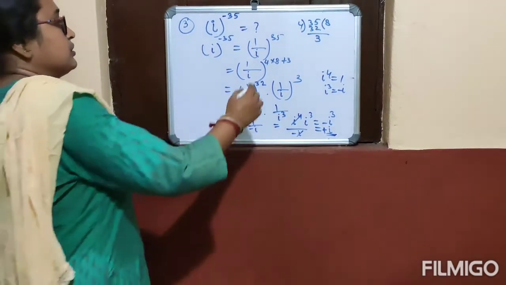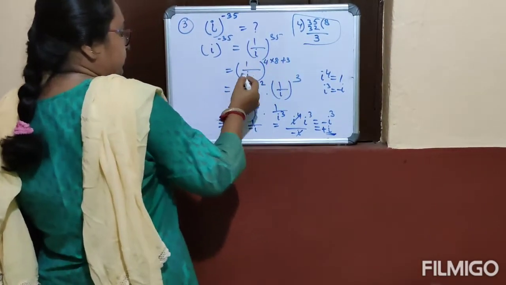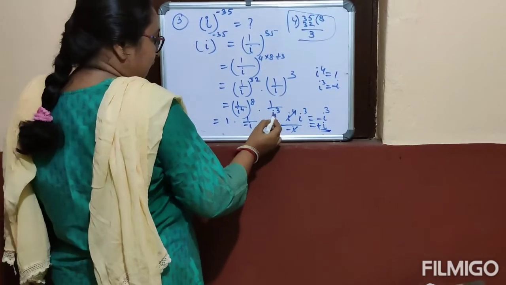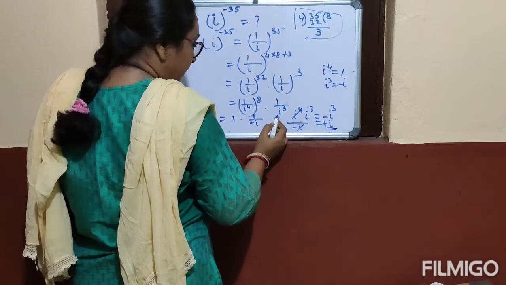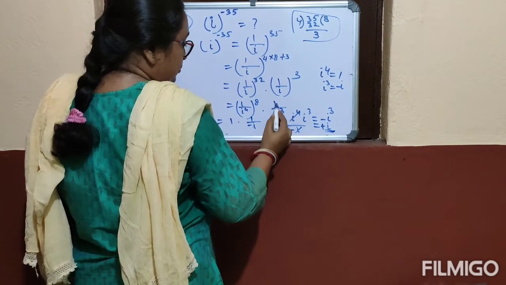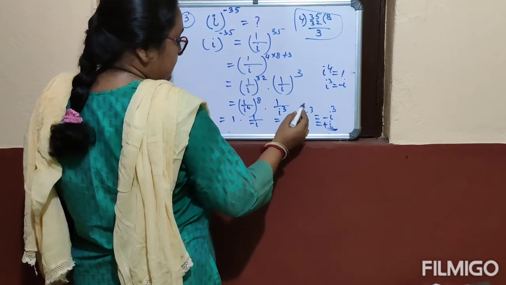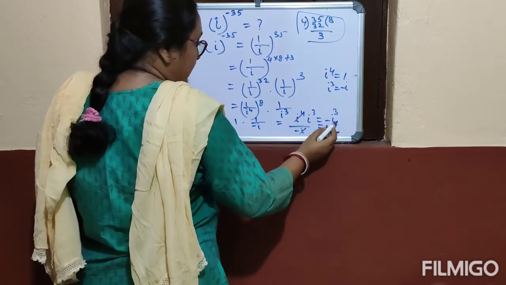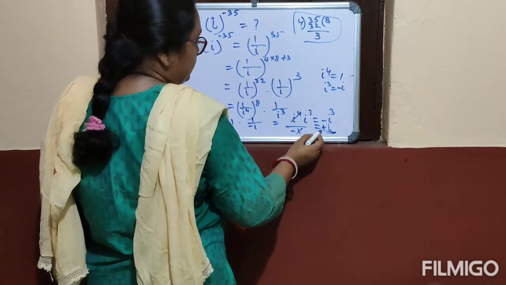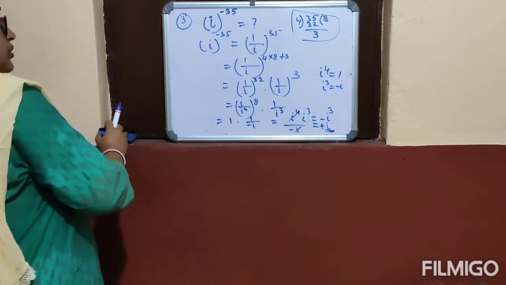Understood? At first you divide by 4 and now put the value and find the result. This total part is called 1 and this is equal to minus i square, equal to minus i, and i to the power 4 is equal to 1, and this part is totally cancelled. i cube is equal to minus i, minus is already present, so this is equal to plus i. Okay.